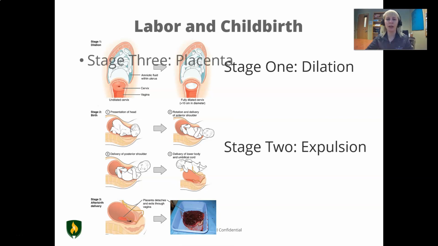And I apologize, that is in a funny spot. The placenta stage is shortly after childbirth, when the uterus contracts to discharge the placenta from the uterus, as it is no longer needed. Now it's in the third spot. Sorry about that, guys. All right.